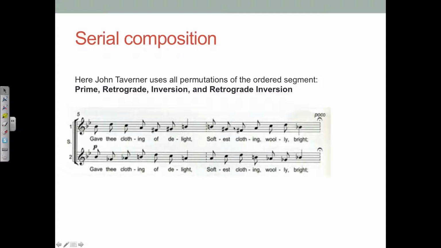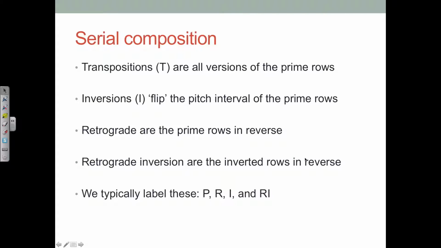So we have that, we have our retrograde, and we have this inverted row, and then we have this over here, which is the inverted row in reverse. So you can see that this segment is exactly the same as this segment, but it's in reverse. Sorry, we call this the retrograde, this the inversion, and this the retrograde inversion. So serial composition will use these 4 types of permutations on an ordered segment.